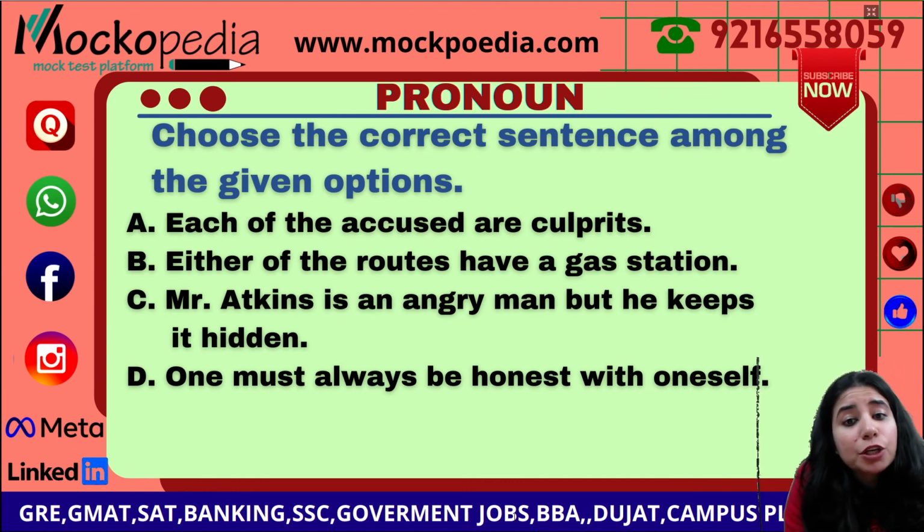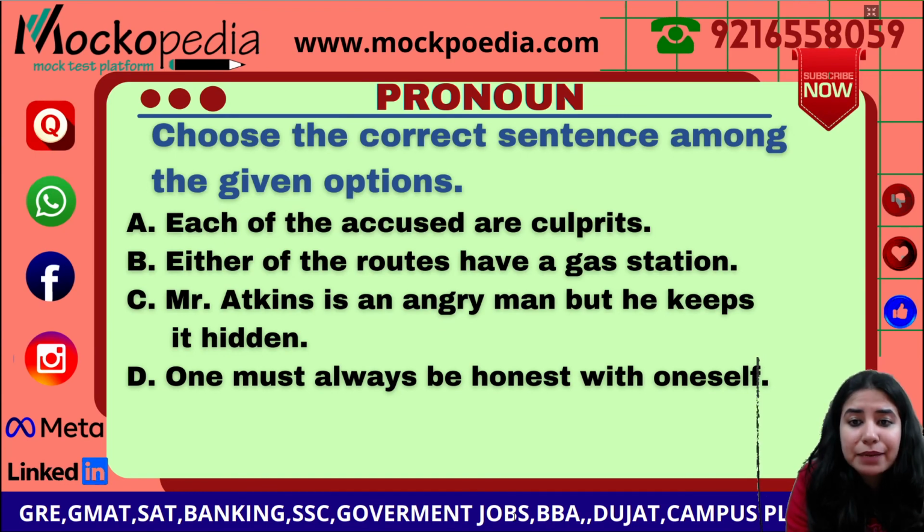So each of the accused are culprits. I did tell you that each is considered to be a singular pronoun. So are is incorrect. The correct would be each of the accused is culprit. Either the roots have a gas station, so either the roots has a gas station. This is also incorrect.